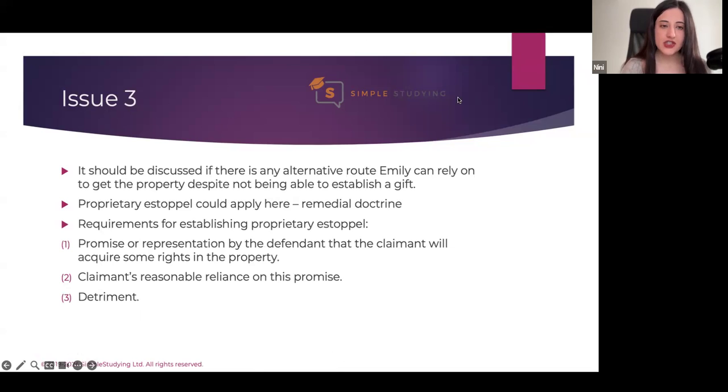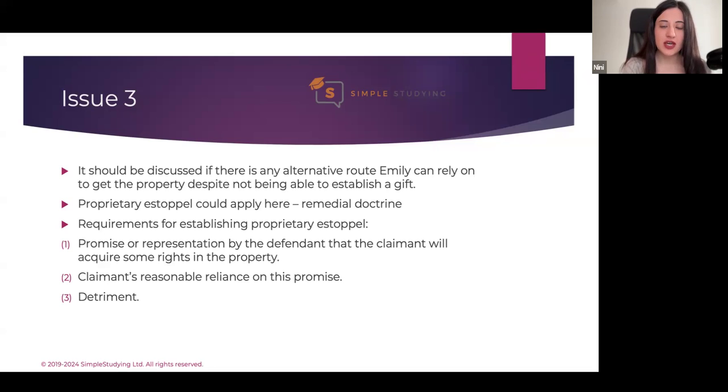The next legal issue would be to discuss if any alternative route exists that Emily could rely upon to get the property, despite not being able to establish a gift. This alternative route would be proprietary estoppel. This is an equitable principle that can, in some circumstances, remedy a failed gift.